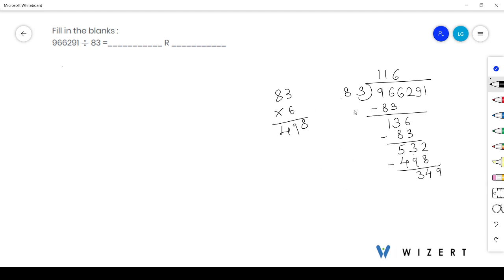34 is here and 8 is here. So before 34 there is a 32 in 8 table, which is 4 times, so we can check 4. 4 4s are 16. 1 carry forward. 8 4s are 32 plus 1 is 33. So here we can take 4s are 336. Now 9 minus 6 is 3. 4 minus 3 is 1. Now move this 1 down.